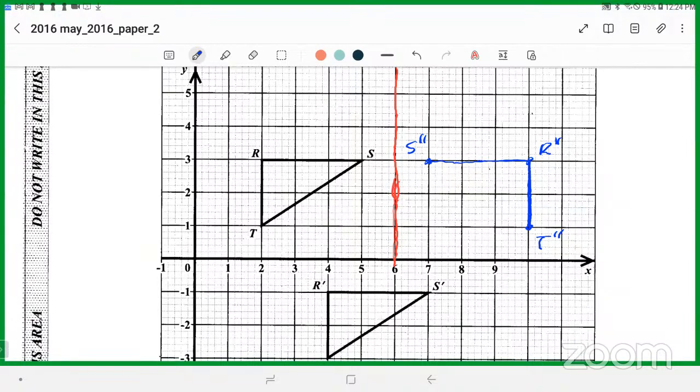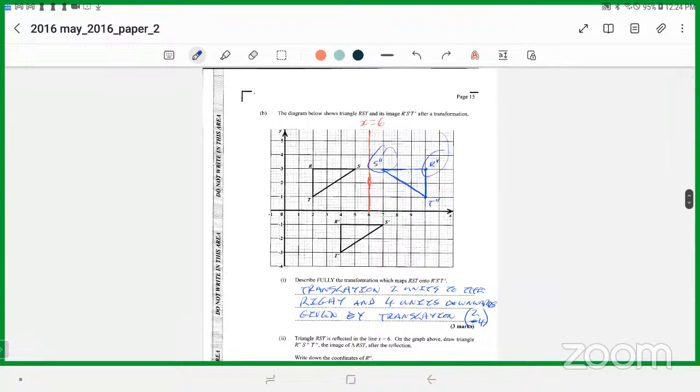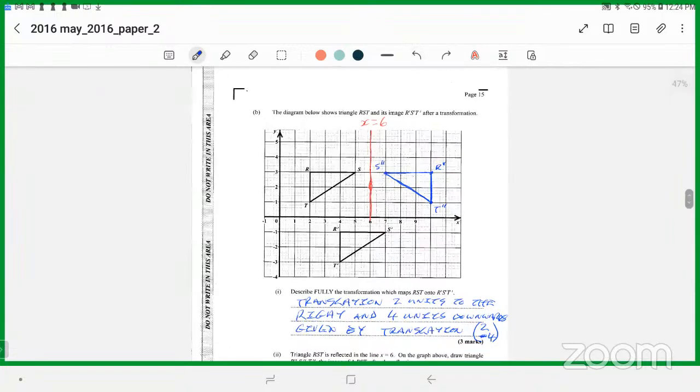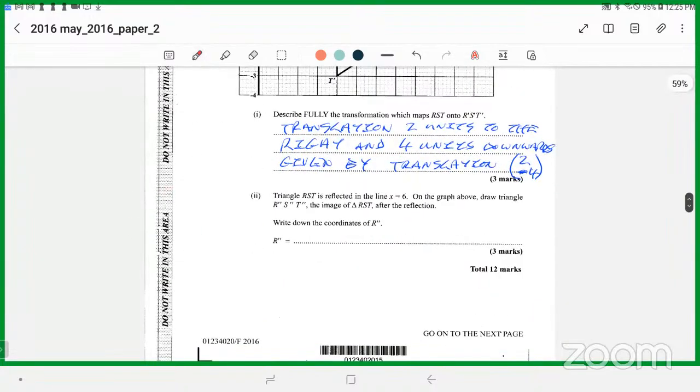Use a ruler and complete a triangle like that. That is your image, and this I put the double prime on it. I wanted to write the coordinates of this point. Out here will be 10, and this y value will be 3. So this point R prime is 10, 3. Down here, R double prime is 10, 3.